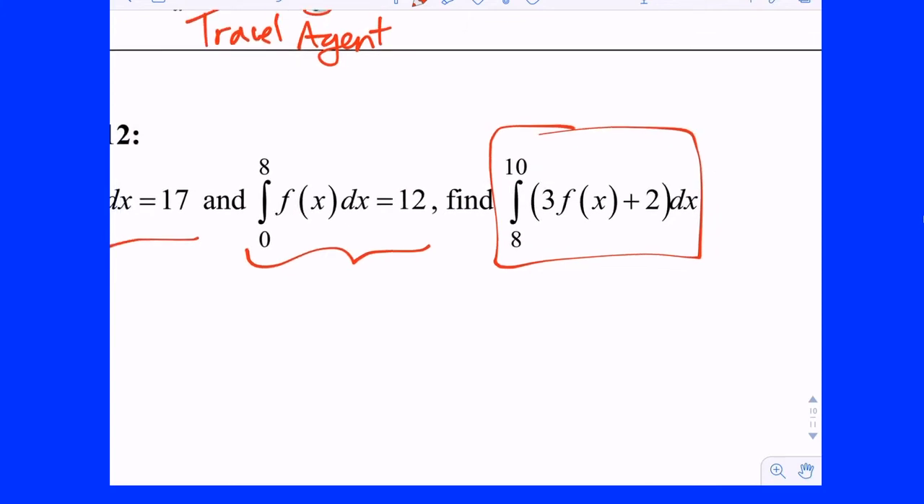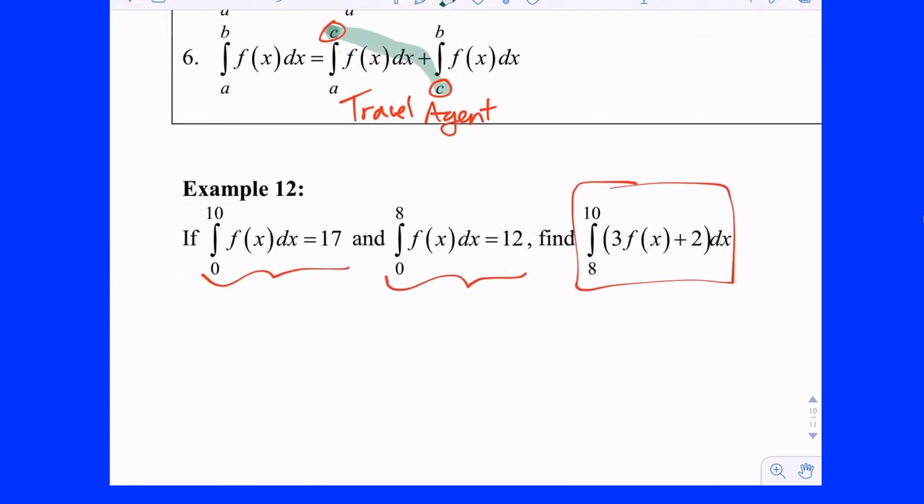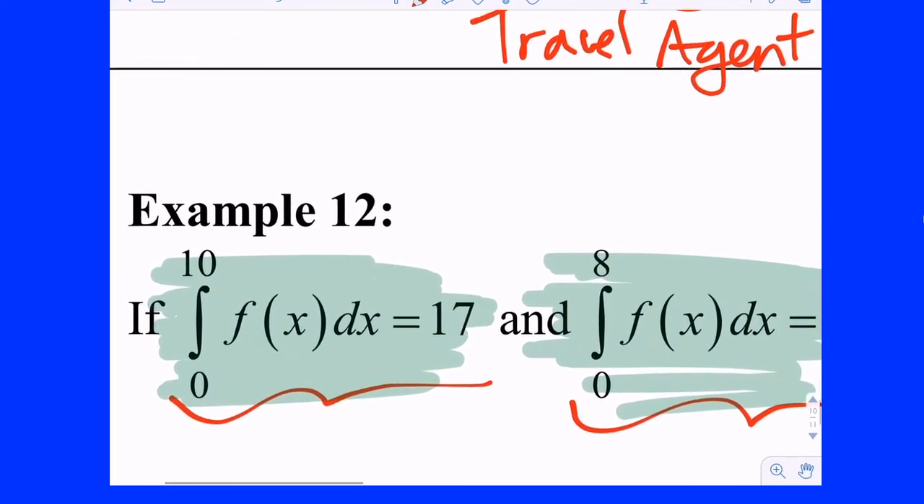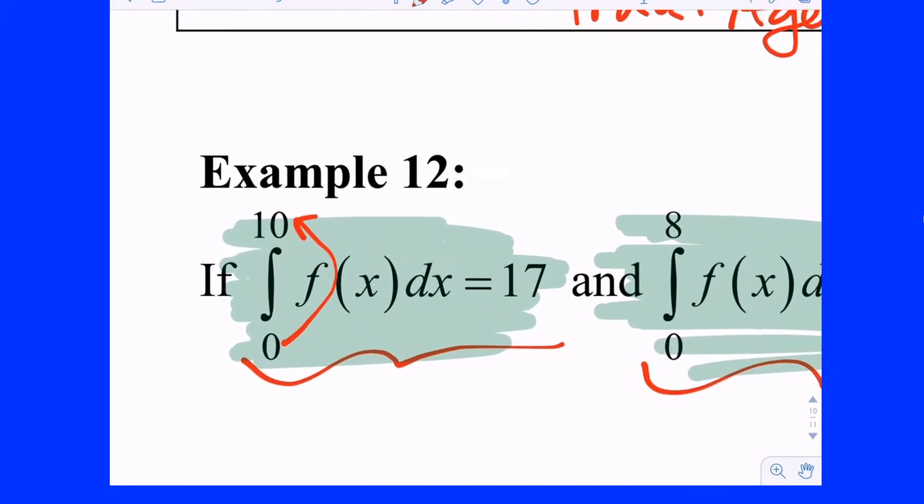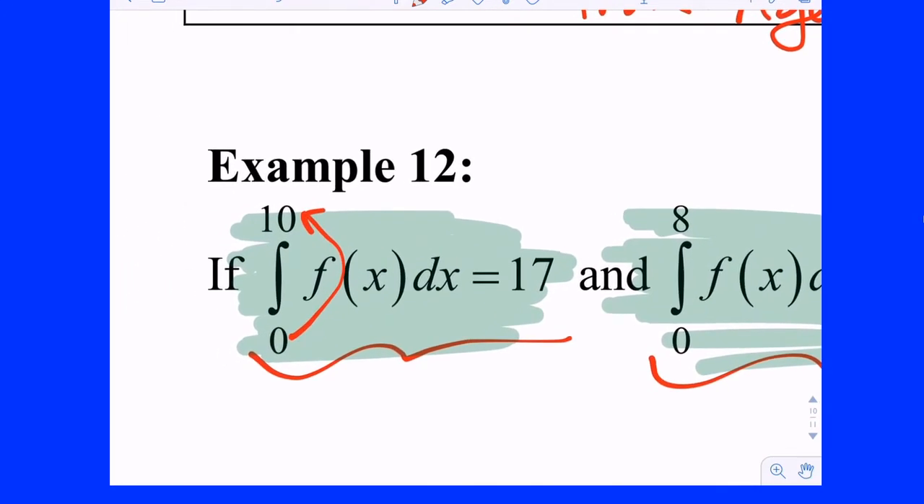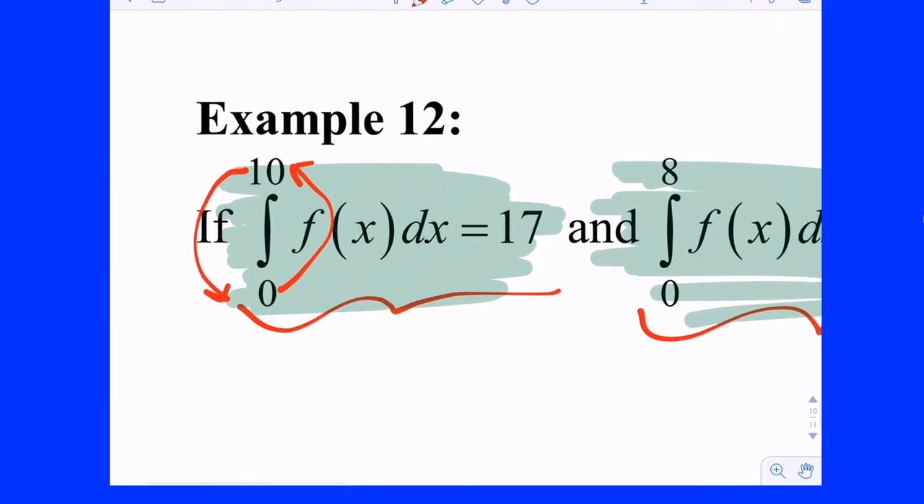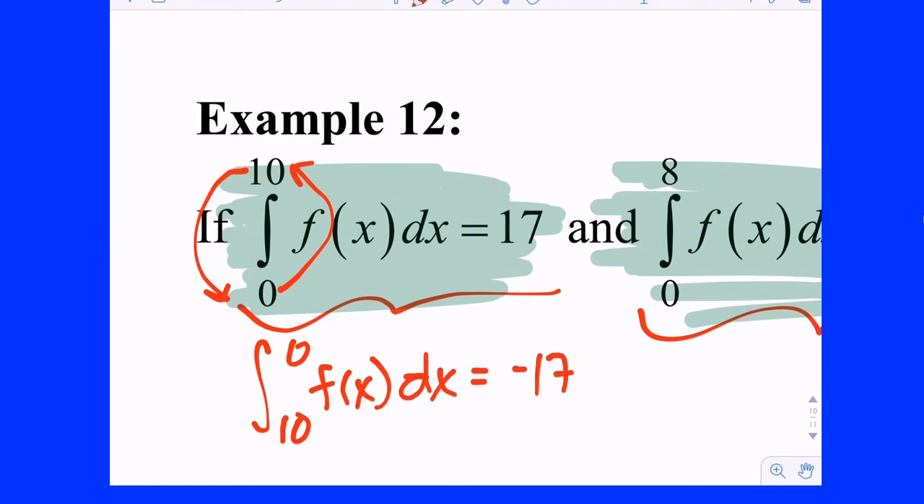Okay, so to do a problem like this, you want to think about what's given. Think of this as being like a two-way flight. We have information about going from 0 to 10. You can fly from 0 to 10, and of course we know we can also fly from 10 to 0, can't we? If I had to fly from 10 to 0, what would it be? Not 17, but negative 17, right? When you flip the intervals of integration, it changes the sign of the integral.